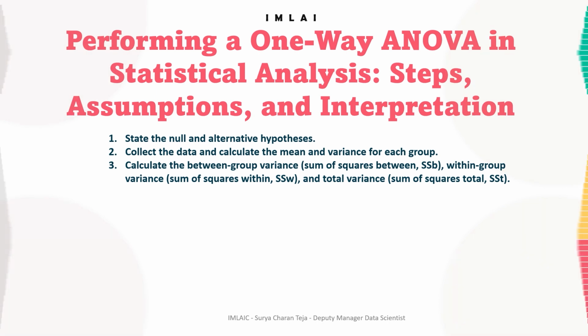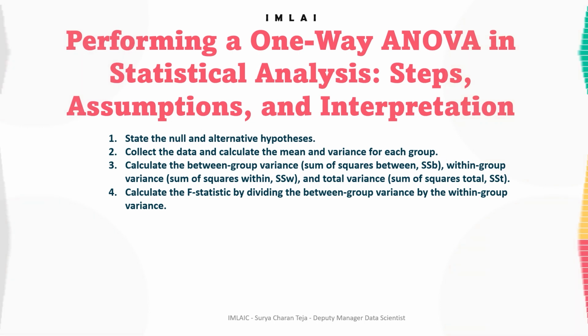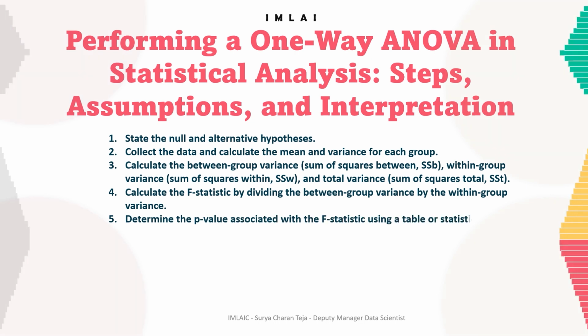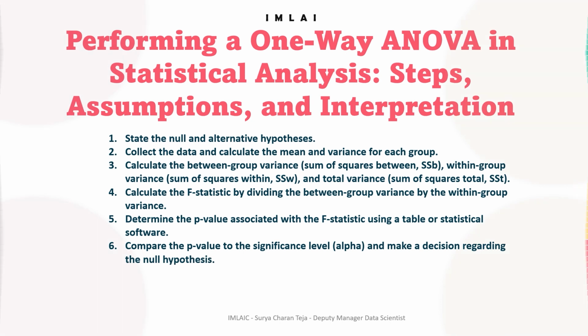So the total variance, sum of squares total, SST. You have to calculate these three things. Once this is done, calculate the F statistic by dividing the between group variance by the within group variance. Then determine the p-value associated with the F statistic using a table or statistical software. Then finally, compare the p-value to the significance level alpha and make a decision regarding the null hypothesis. So now let's do an example.